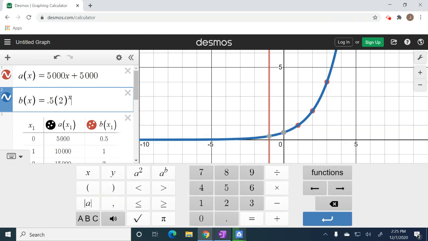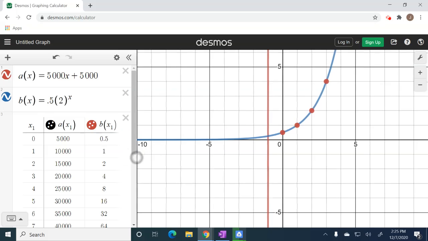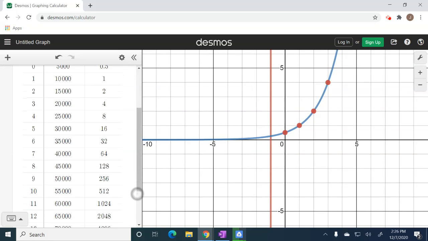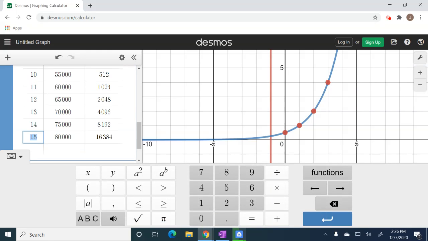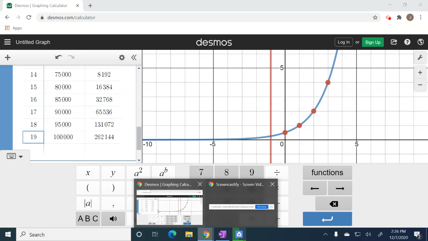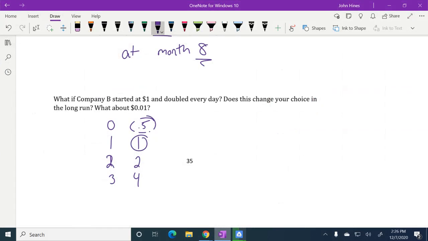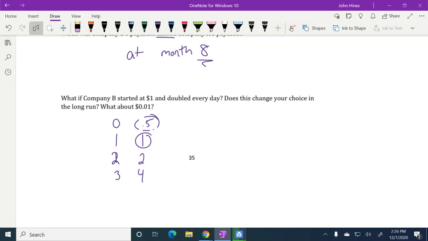And look at the table. It starts off really slow. Let me add some more rows here. But eventually, it's an exponential function, so it's going to end up winning. That one wins. That one takes 18 months to win. Here's the thing. Exponential functions will always catch up.